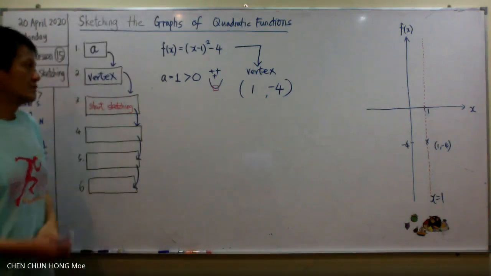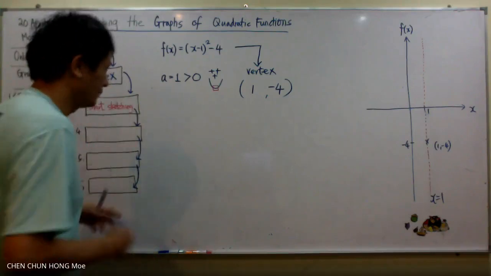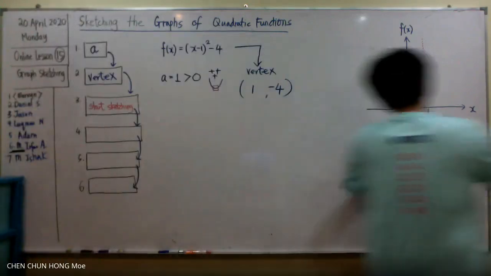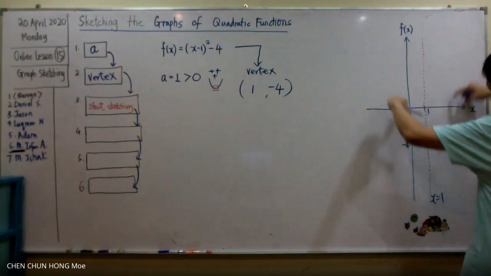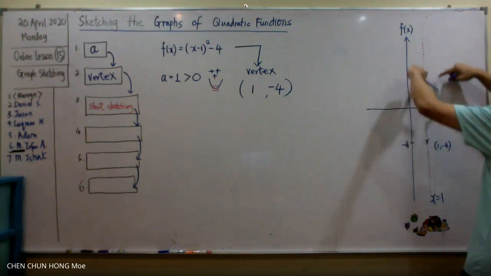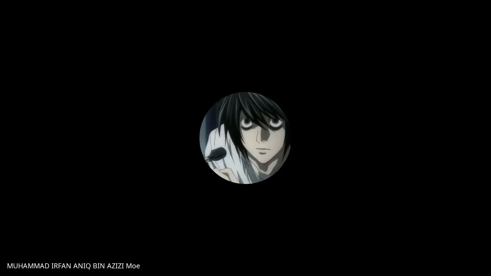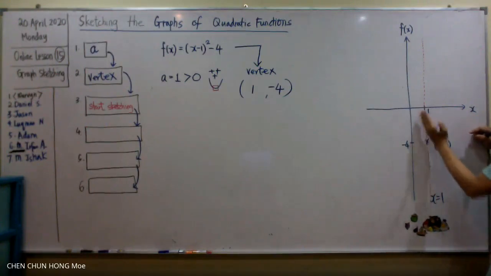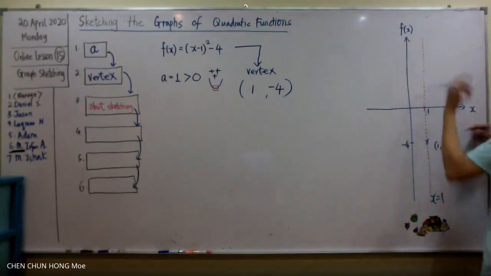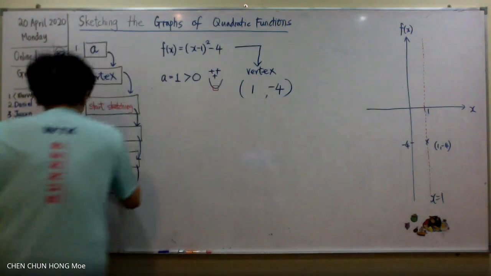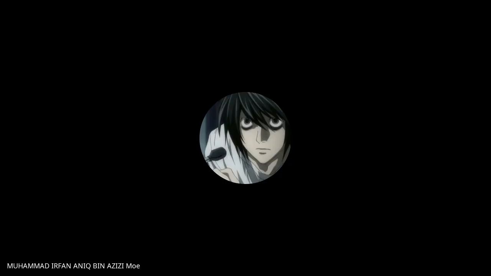All right. So next, our problem is you cannot sketch yet, because we don't know whether our graph opens very thinly and then not cutting here and instead cutting up here. So we don't know. So next thing we need to get is the y-intercept.